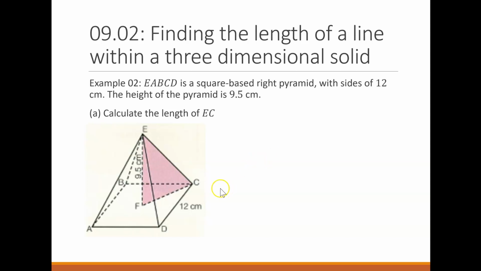Okay, so there's two possibilities. I could use CFD. Now, that's going to rely on a couple of pieces of prior geometry knowledge to know that's a right triangle. I know since the base is a rectangle, it's actually a square, but we know all squares are rectangles. I know the diagonals intersect at right angles, so I know that angle F there would be a right triangle.